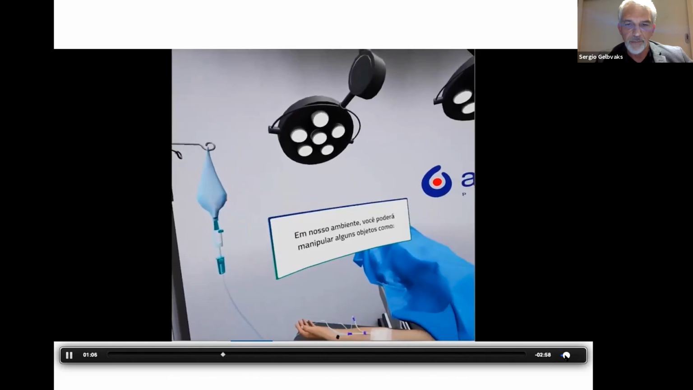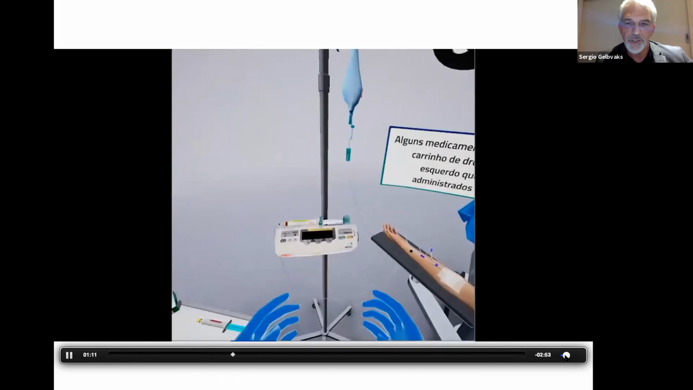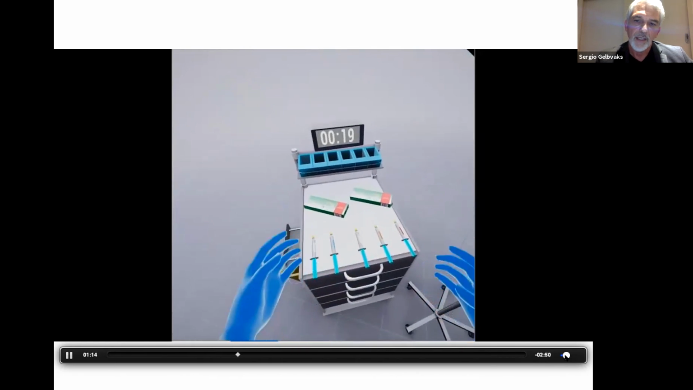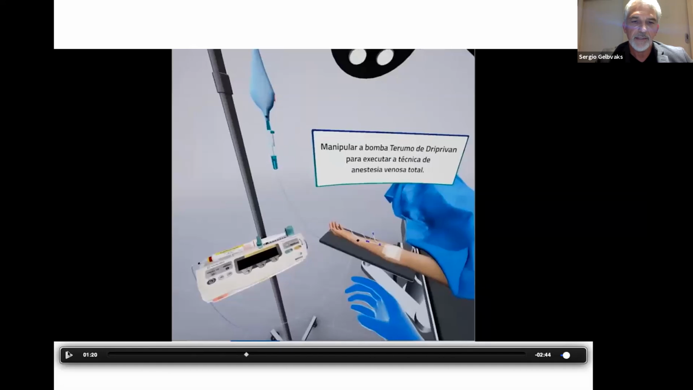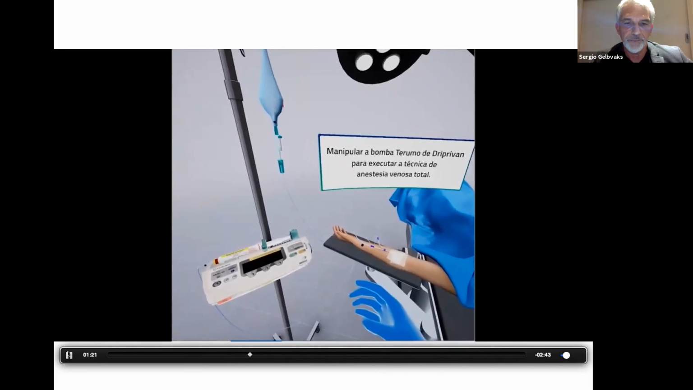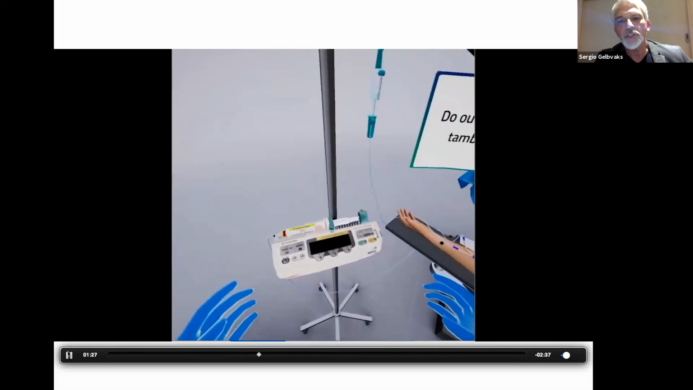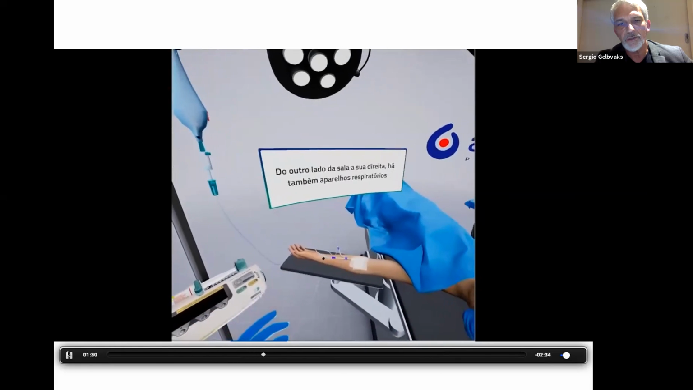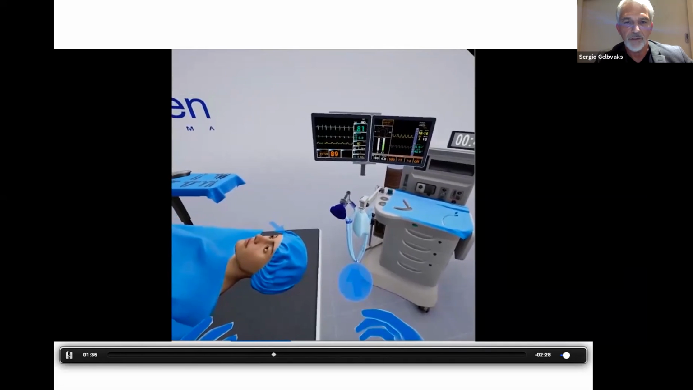And that's the virtual environment with a virtual patient, and virtual monitors, virtual machine, virtual devices. That's here the virtual infusion pump. And that was made in such a way that could be totally manageable by the students, as you can see here in this video.